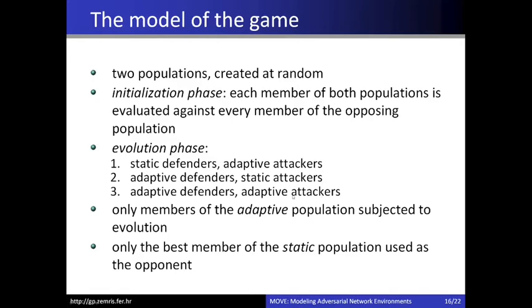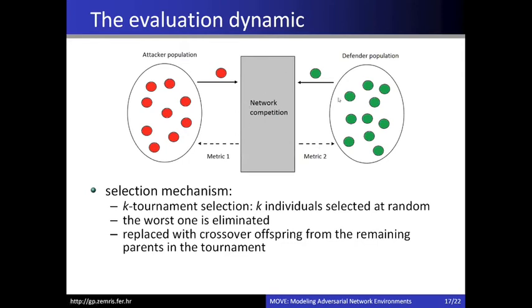Or in the most general scenario, we can allow both populations to evolve. In that case, we have adaptive defenders and adaptive attackers. So only members of the adaptive population are subject to evolution. So we can evaluate static against adaptive and vice versa. So this is actually the scheme of things. From both populations, for a single evaluation, one member is selected from each population. They play a game in a number of turns, and then they both receive their simulated metric.